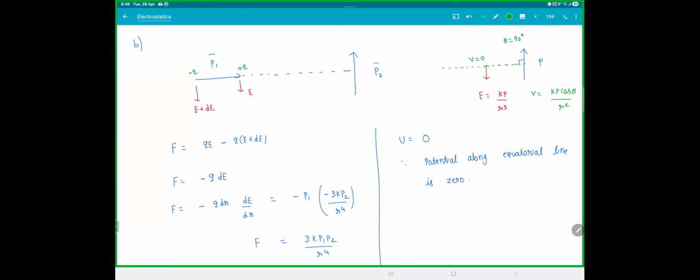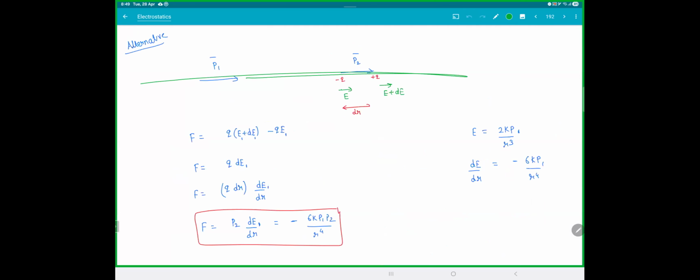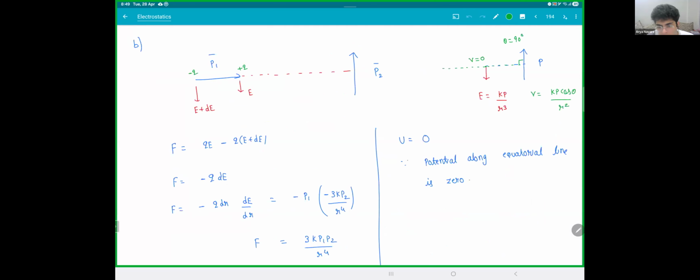Any doubts on this? So that is one way to handle this. Arya: Sir, how do you know the force is always perpendicular for the two dipoles? The field is in this direction, Arya. Force is always perpendicular? No, it's not perpendicular here, right? In this case the force is along the axis. They're pushing this way along the line.